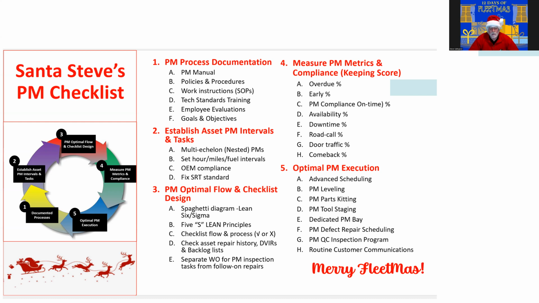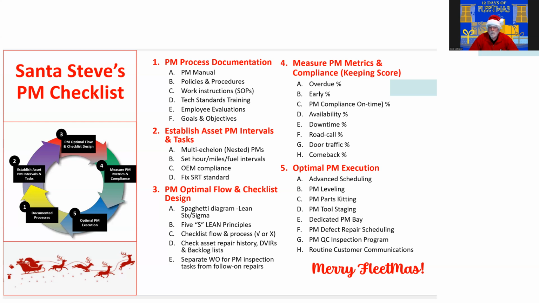Number 3, make sure you have PM optimal flow and design. Use tools like spaghetti diagrams or Lean Six Sigma principles or 5S. The process should match the checklist. You should have good design. Prepare in advance repair histories, DVIR histories, and backlog lists so your mechanic is armed with information to do good walk-around inspections. And always separate the work order from the PM inspection from the follow-on repairs.